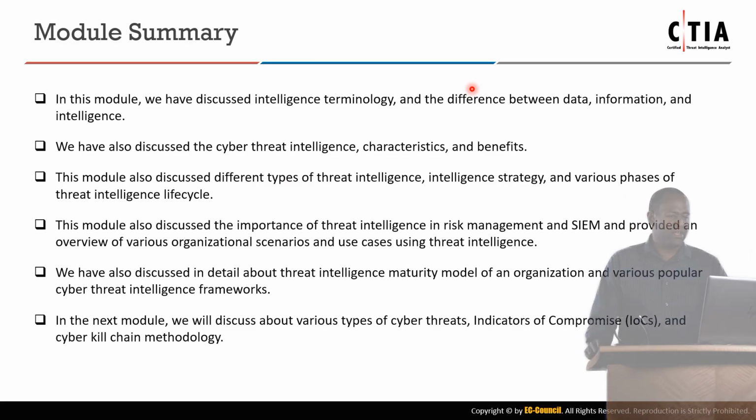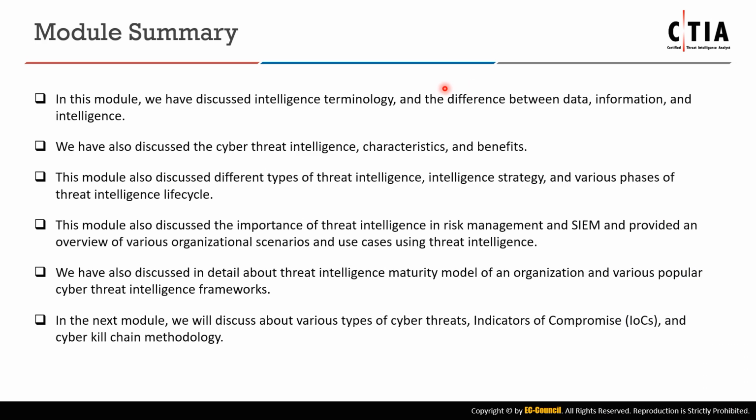In this module summary, we've seen that we have threat terminology, and the difference between data, information, and intelligence. Very important to know that. We've discussed the cyber threat intelligence characteristics and benefits, also different types of threat intelligence, your strategy, and various phases of threat intelligence. Also, we've looked at the importance of risk management and SCIM and provided an overview of various organizational scenarios. We also discussed in detail threat intelligence maturity and the different maturity models and various popular cyber threat intelligence frameworks.